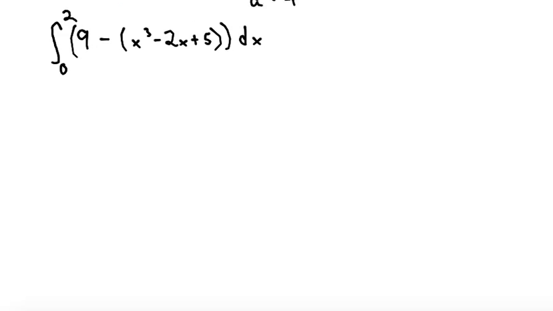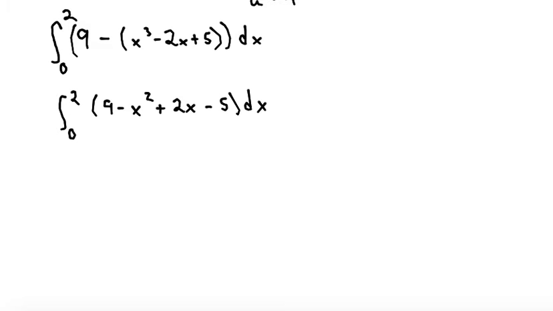We can first simplify by distributing our negative. So this is from 0 to 2, 9 minus, distribute our negative to the x cubed to make it negative. A negative negative is a plus, so plus 2x, and then distribute the negative to the 5, minus 5 dx. We can simplify, our 9 minus 5 would go to 4. So this is the integral from 0 to 2 of negative x squared plus 2x plus 4 dx.